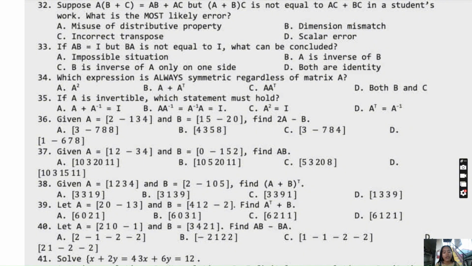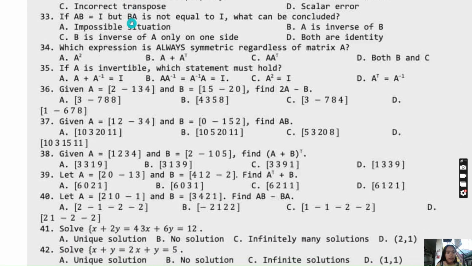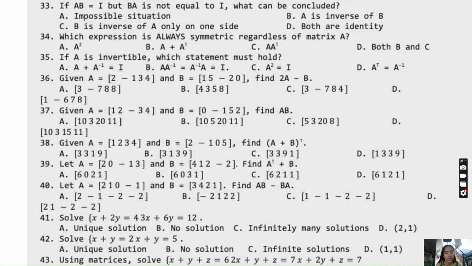So the most likely error is the dimension mismatch. That is why the correct answer is letter B. So now let's proceed to number 33.